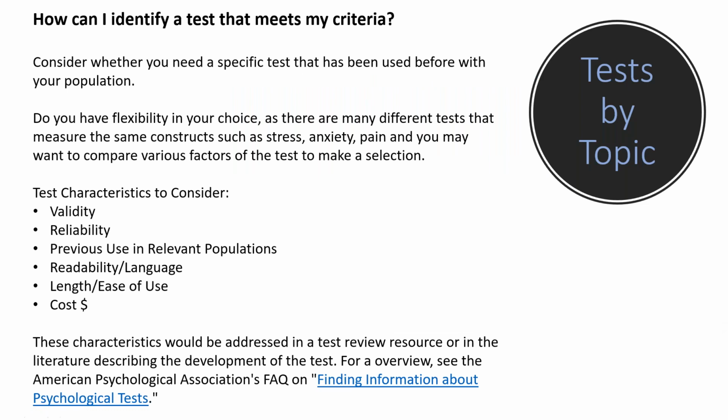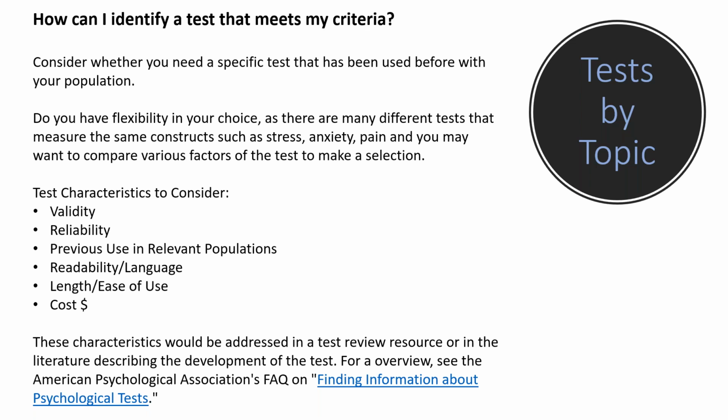So when you're thinking about identifying a test, you need to consider whether you need a specific test that has been used before with your population. So do you have some flexibility in your choice, or are there many different tests that measure the same construct, such as, for example, measuring stress or anxiety or pain? You may want to compare various factors of the test to make a selection.